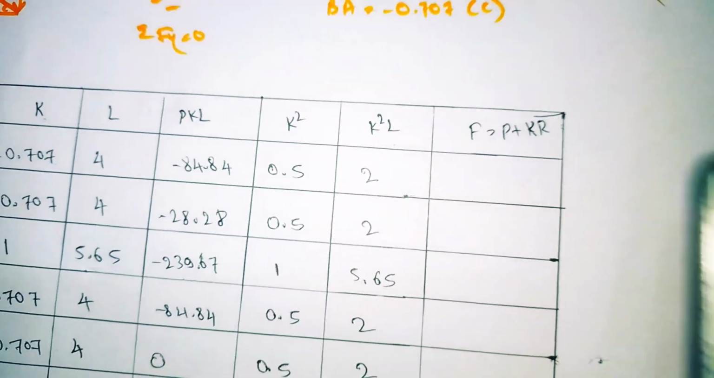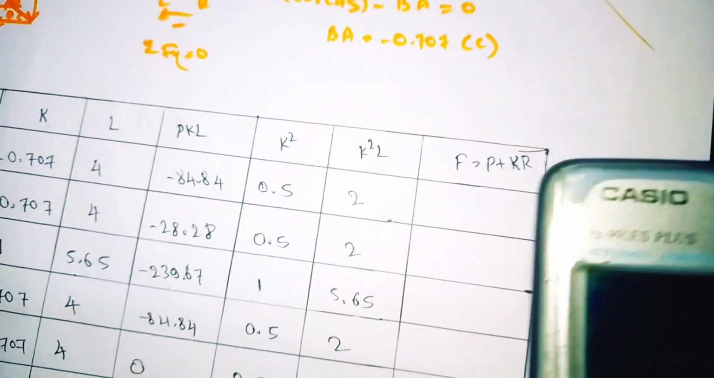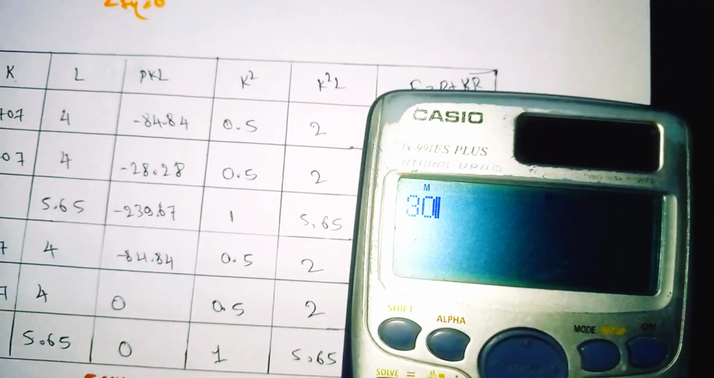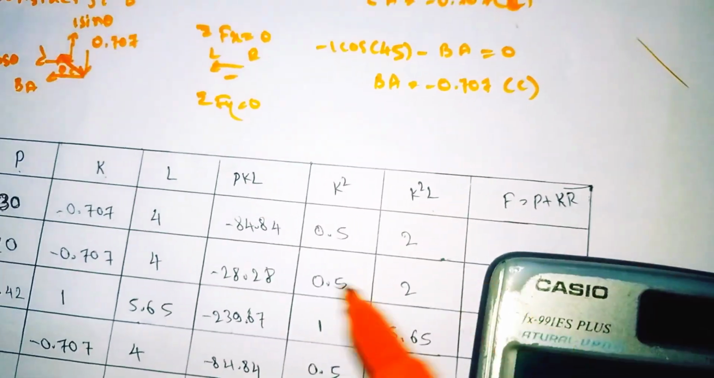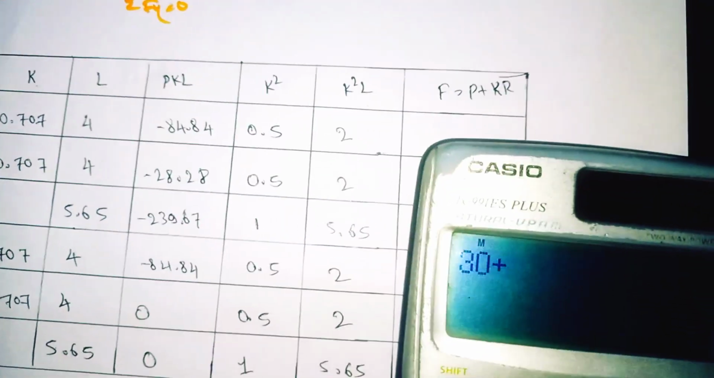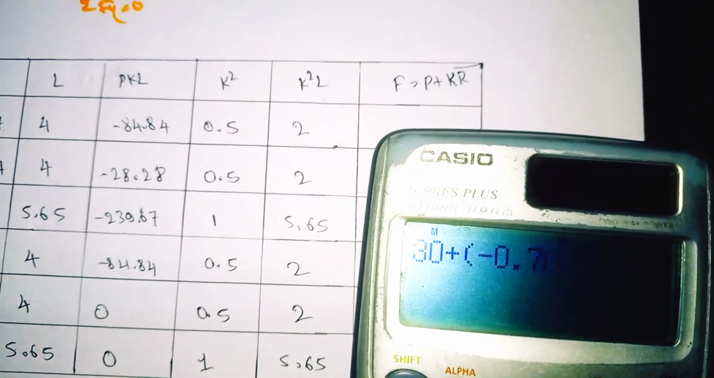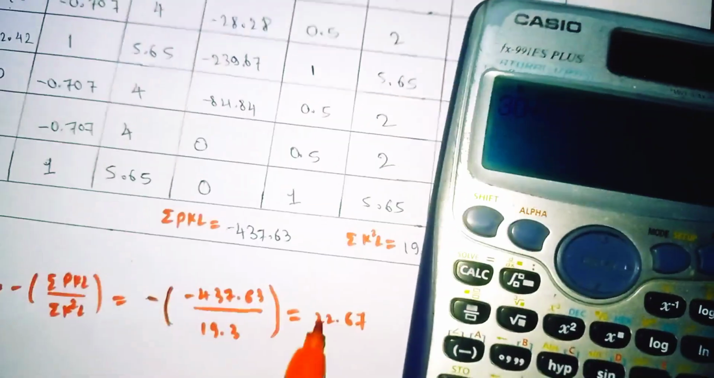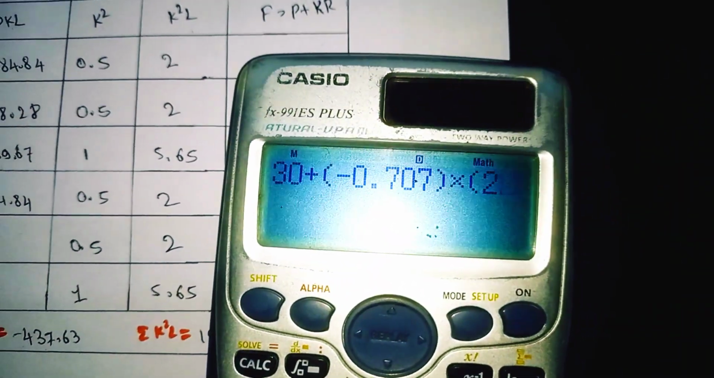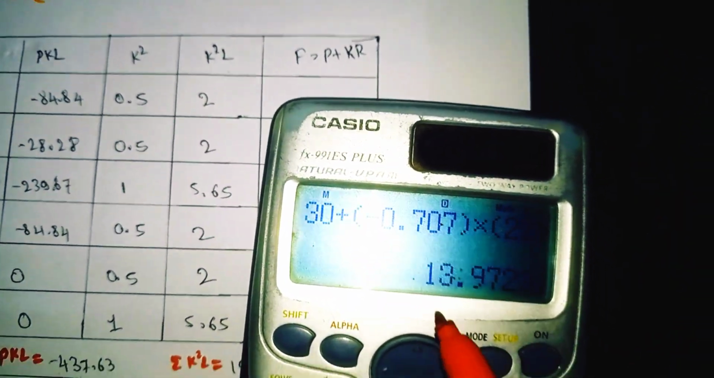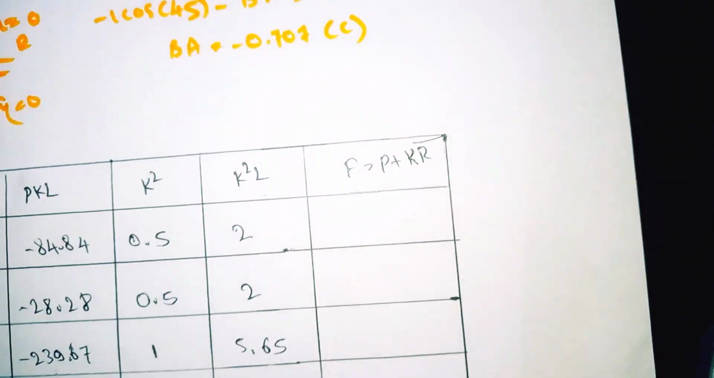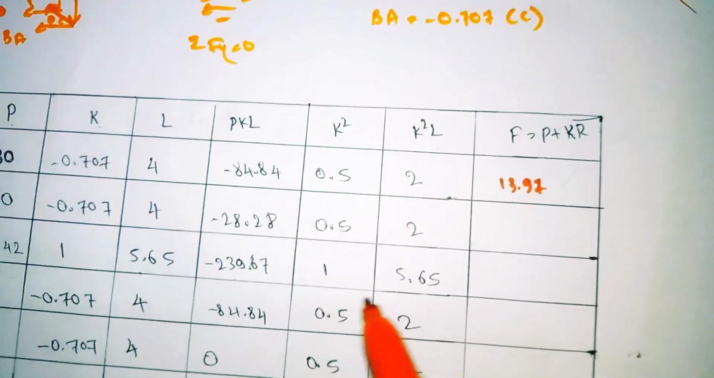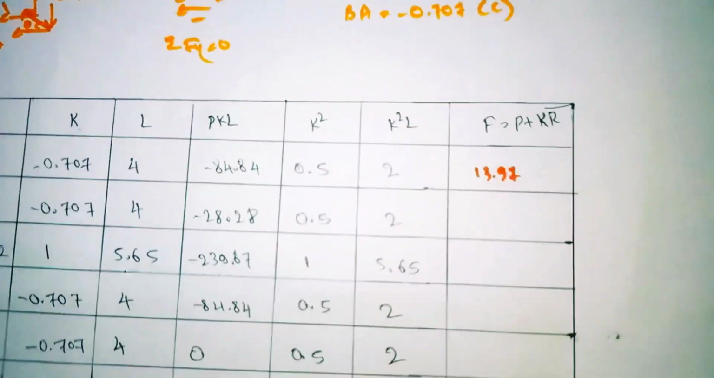Now what we have to do is put all the values here. P value is 30. So 30 plus K value, which is minus 0.707, bracket minus 0.707, close the bracket, into R value, which is 22.67. It will come out as 13.97. Similarly, you need to do all the values. I will do it orally.